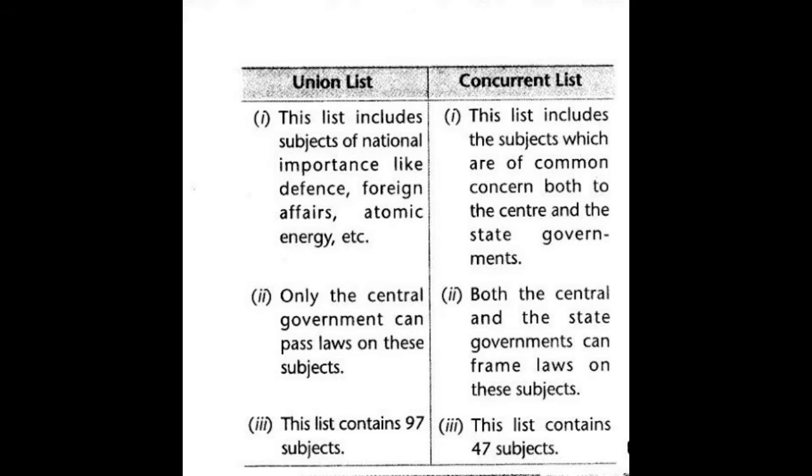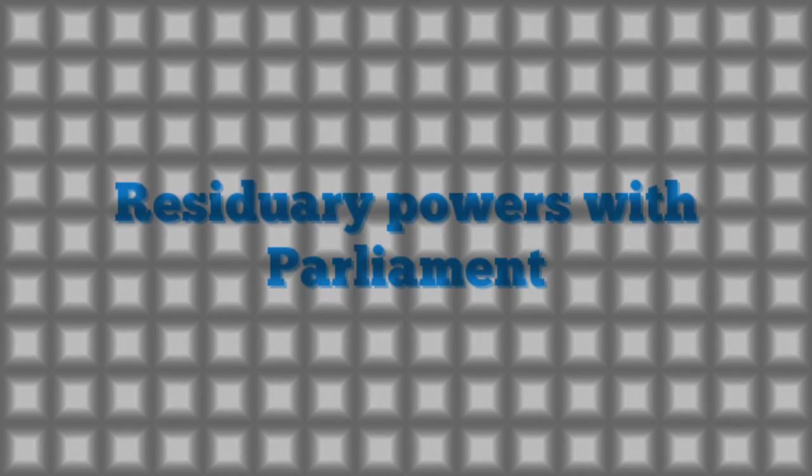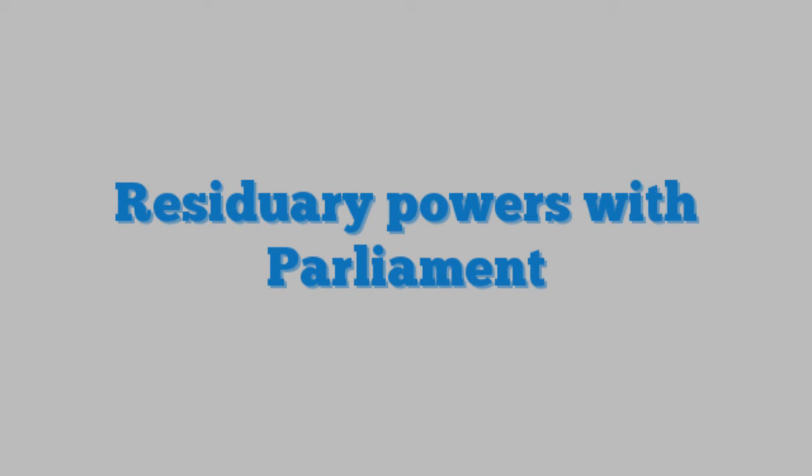If a subject comes up that is not included in any of these three lists, if there is a subject that is not mentioned in any of the three lists, it is neither in the union list, nor in the state list, nor in the concurrent list, then the union government, that is the federal government running the entire country, is entitled or responsible to make laws on it. Which government is responsible? The union government is responsible to make laws on that subject which is not mentioned in any of these three lists. These powers are termed as residuary powers.